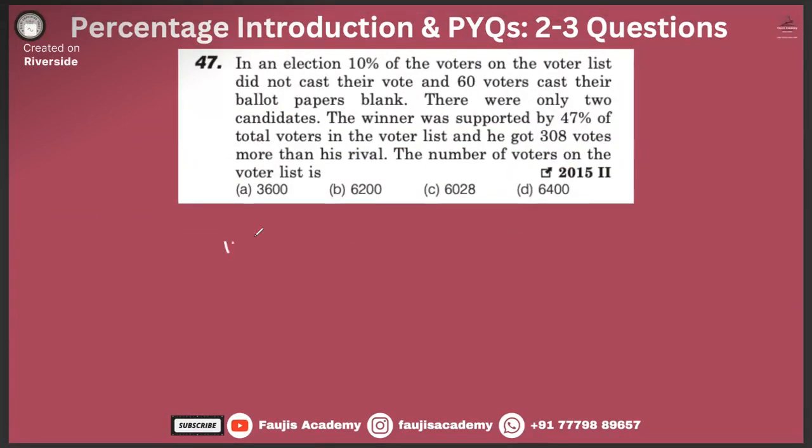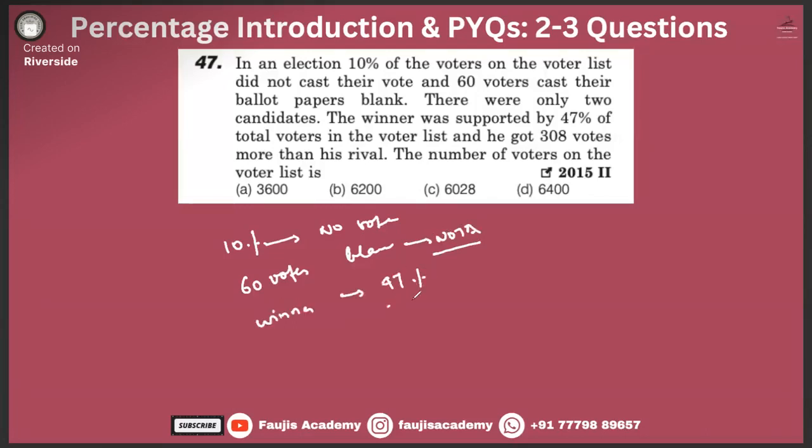10% did not cast their vote. No vote. 60 voters blank, NOTA, now removed. 2 candidates. Winner got 47%, and he won by 308 votes. Then the number of voters in the voting list is?